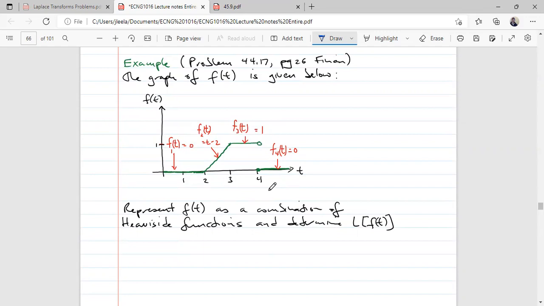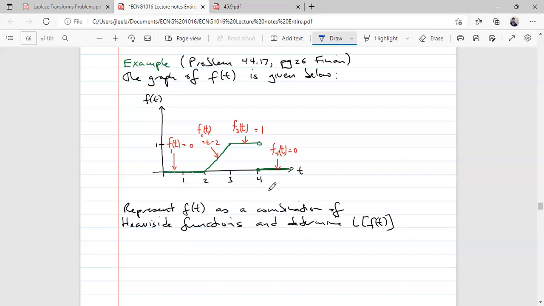Right, so anything you're doing, if it's a differential equation, an initial value problem, and it involves a piecewise function on the right-hand side of the initial value problem or the differential equation, as a matter of fact, once that function is piecewise, you have to break it up into a combination of Heaviside functions in order to find the Laplace.